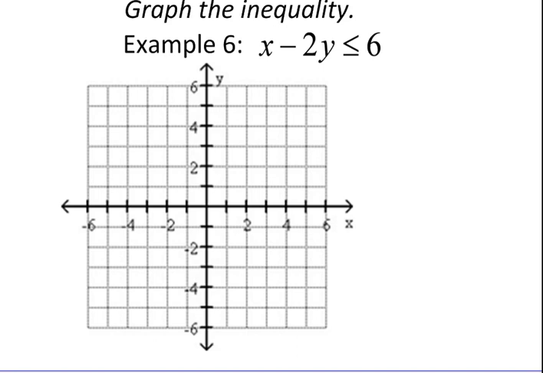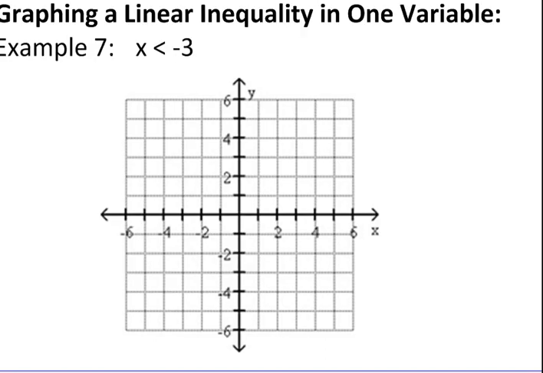I'm going to give you example 6 to do yourself. There's x less than negative 3. So negative 3 is right here. It's a vertical line. It's a dashed line because it's less than. Okay, we just have to shade what's true. You can pick 0 for x. Is 0 less than negative 3? No. So you're going to shade this left side.